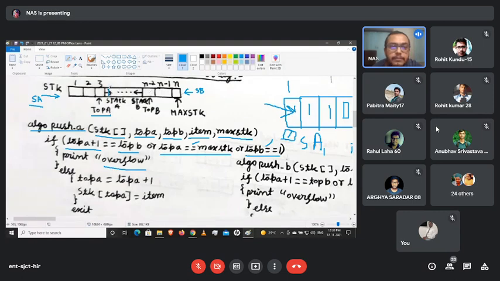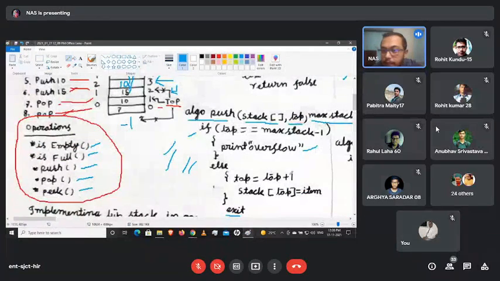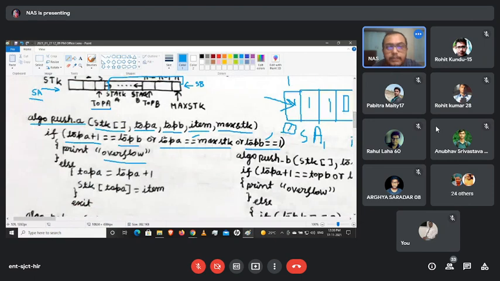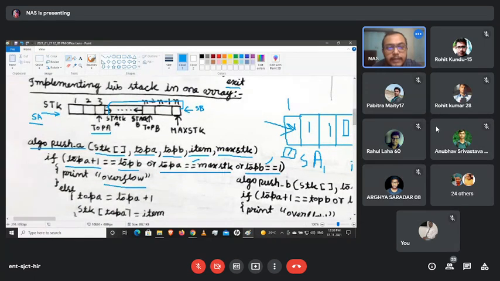Okay, so the last place is also occupied by stack B. Whenever we are doing a push operation on top A, first we increment, then at that empty place we insert the element. Another case that can occur is top A plus 1: after incrementing, top A is right now at 3, so after incrementing 3 plus 1, at the 4th position we see that top B has already got inserted there.